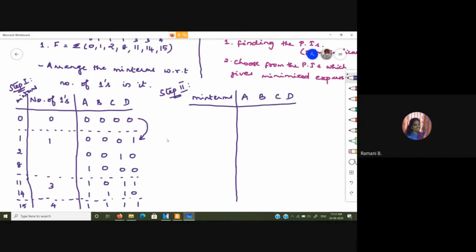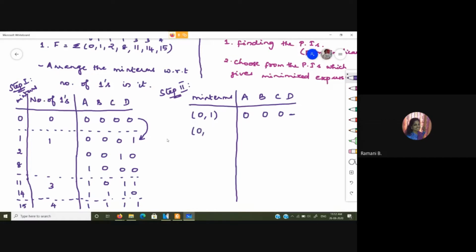So we have to compare 0 with 1, 2 and 8. Here, as we know, this has 0 ones and this has 1 one. So obviously only one literal is going to change. So we write this as the pair 0, 1. Here only the value in D changes, so the remaining is the same. So 0, 0, 0 and dash.